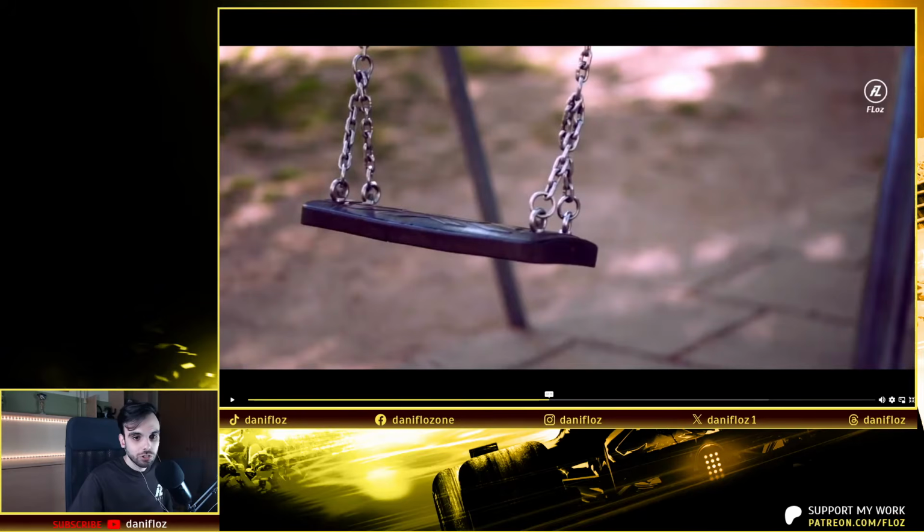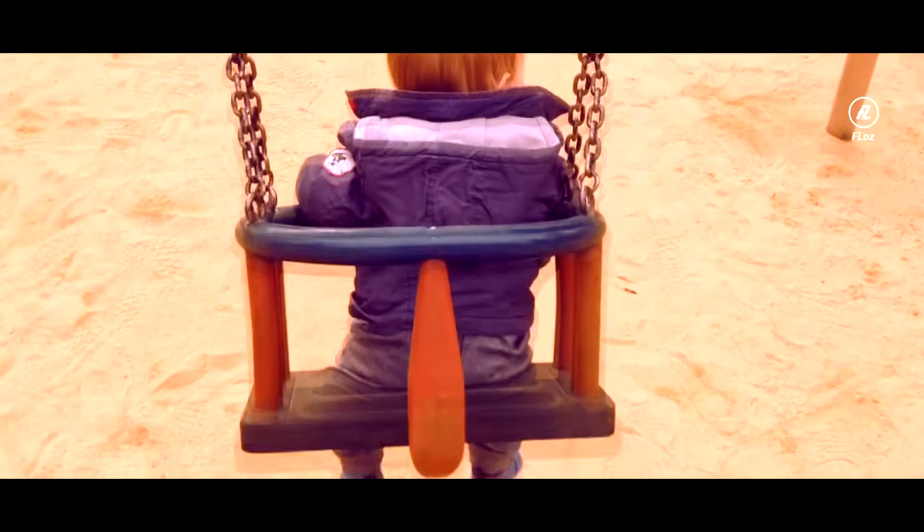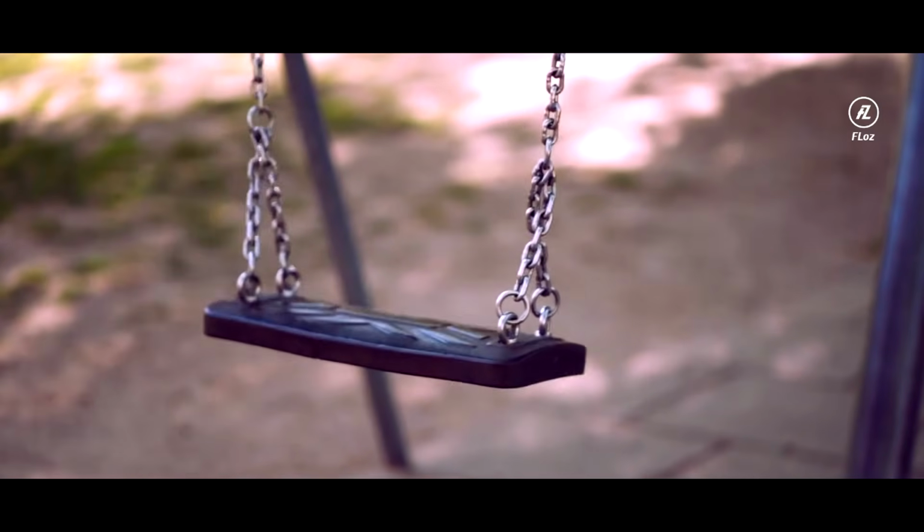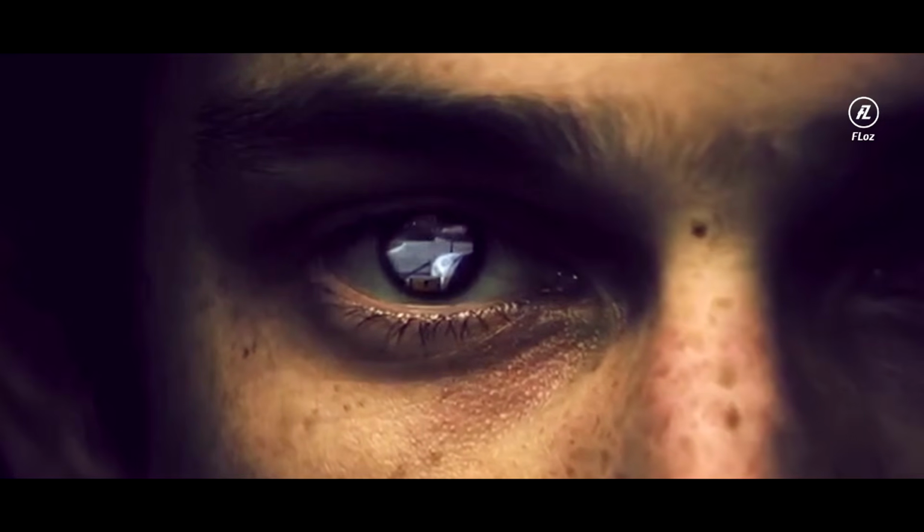The next scene I show you is a swing, but this time there's not a kid on it. The kid is representing life as well, and the swing of the life is empty because his life unfortunately ended very early, at 34 years old.